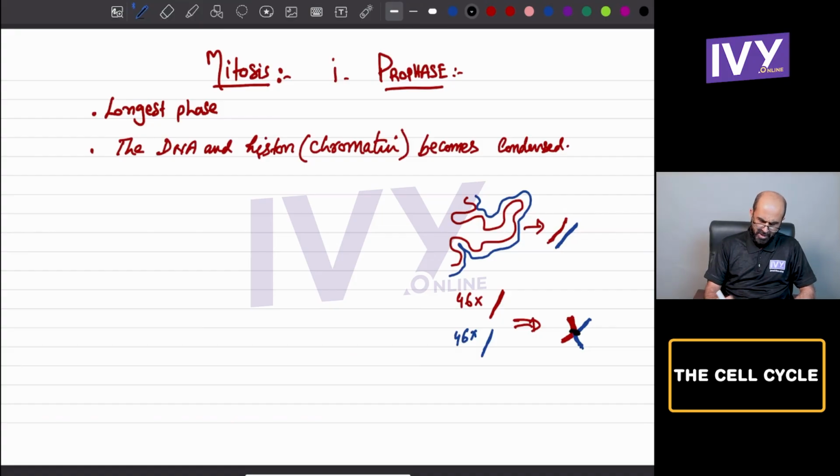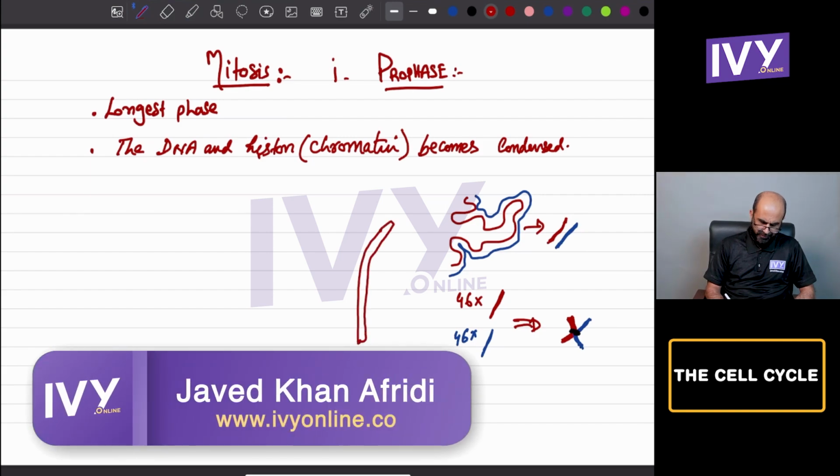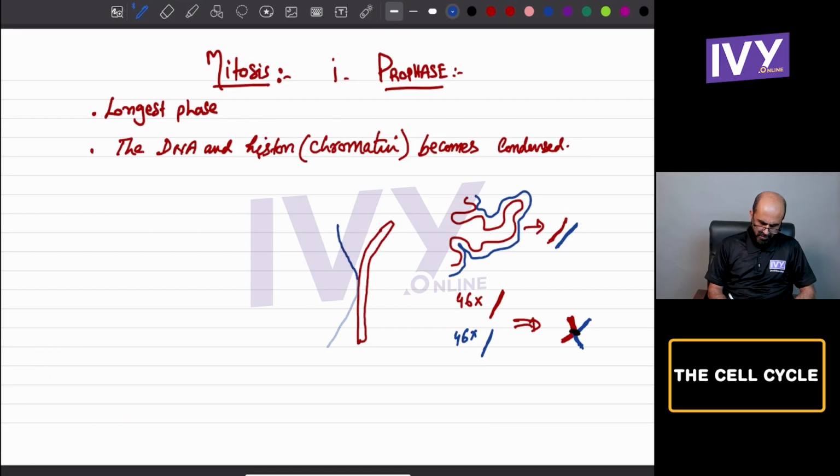It's like the bigger one. I'm just going to draw it: this is one of the condensed DNA, the original one, and this is the other one, the condensed one. So 2 DNA are formed. Now the area where these two are connected with one another, the region where they are joined with one another, is called the centromere. Centromere.